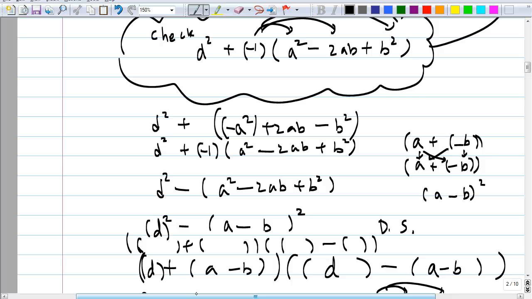Who could tell me how to simplify this now? I don't want to leave a bunch of parentheses like this. What does the first factor become? How do I simplify this? Anybody? Yes. d plus a minus b times d minus a minus b? No. Uh-oh, that's how you get it wrong. Remember I told you. Yes, Chris?